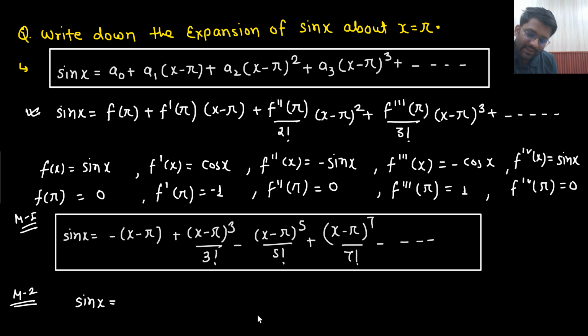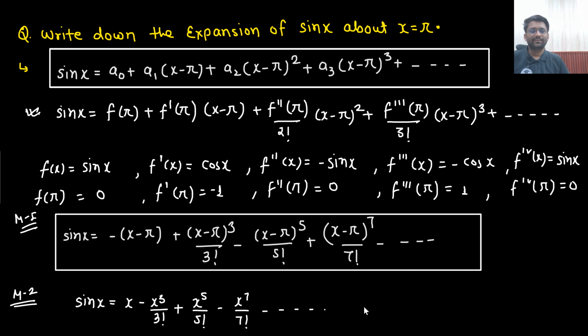I know one thing, that sin x can be written as x minus x cube by 3 factorial plus x to the power 5 by 5 factorial minus x to the power 7 by 7 factorial, and so on. This is what I know, sir. What do I need? In place of x, I need x minus pi. This is also what I know, that in place of x, I need x minus pi.